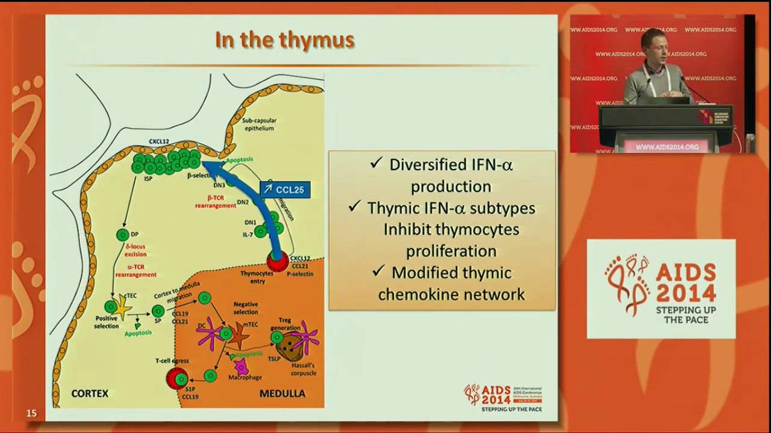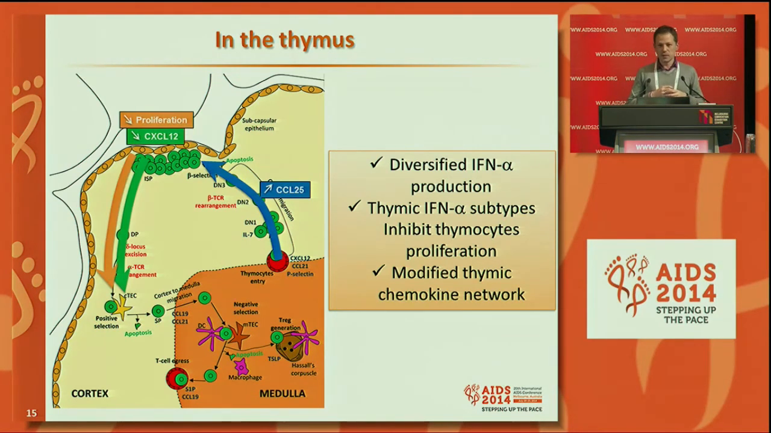First, the increased transcription of CCL25 will allow a faster migration of the thymocytes within the cortex. Decrease of CXCL12 and of thymocyte proliferation due to interferon alpha will allow less retention within the subcapsular region. And finally, the increased CCL19 transcription will allow a faster T-cell egress from the thymus.